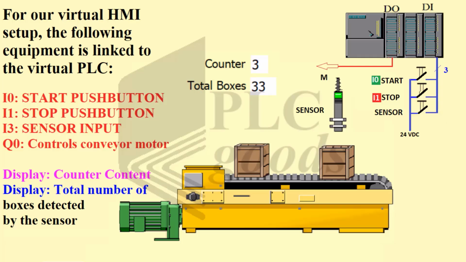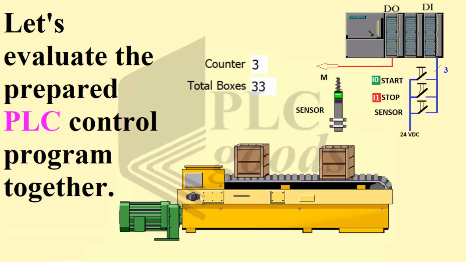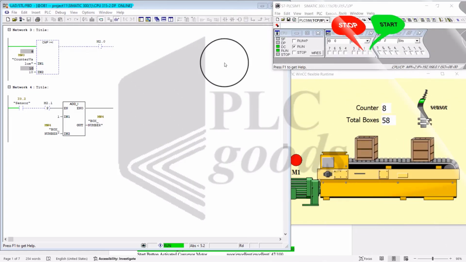For our virtual HMI setup, the following equipment is linked to the virtual PLC. I0, a start push button. I1, a stop push button. I2, sensor input. Q0 controls the conveyor motor. Display counter content. Display total number of boxes detected by the sensor. Now let's analyze the prepared PLC control program together.